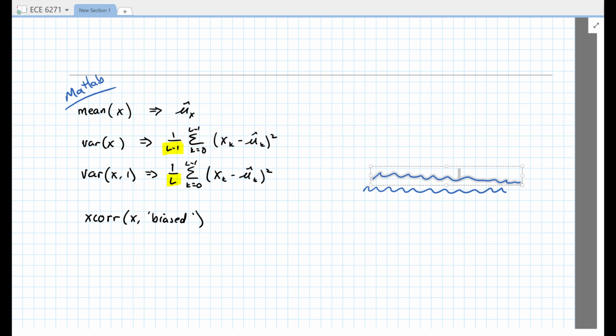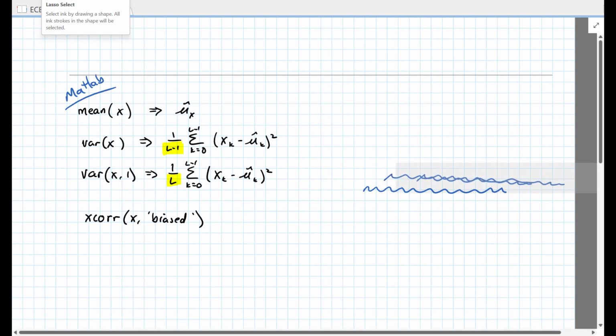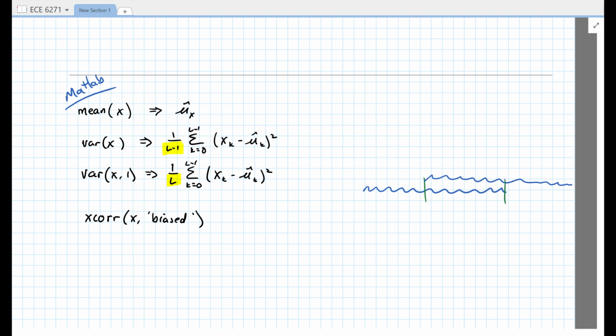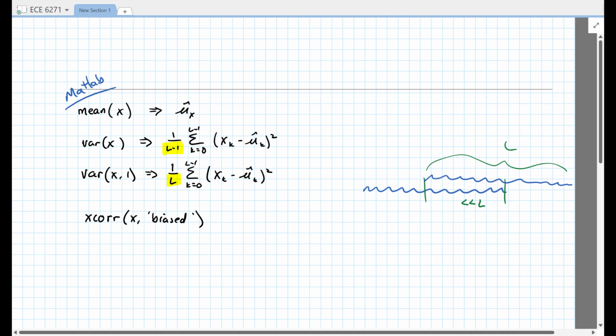To get the autocorrelation, we take the signal, shift it relative to itself, take the product of all the terms that are lined up, and average them. Well, that type of operation works great for the mean, works great for the variance, but for the autocorrelation, as you can see, as we get further and further shifts, we have fewer and fewer terms that overlap. So if our original length is L, our overlap is now going to be potentially much, much less than L. That means the estimate of that autocorrelation term is going to be poor.